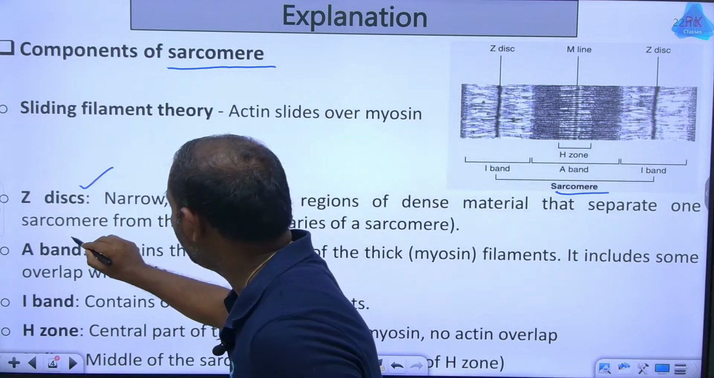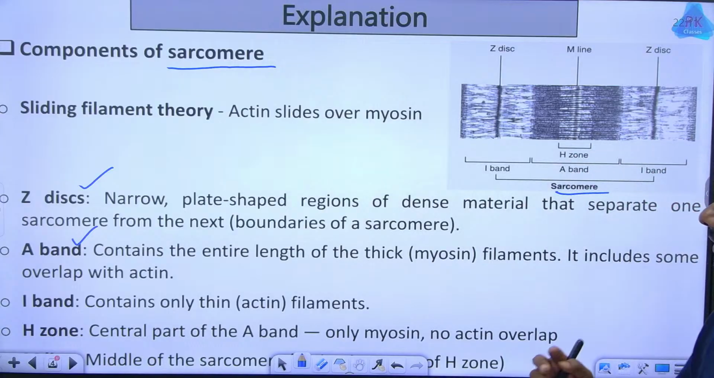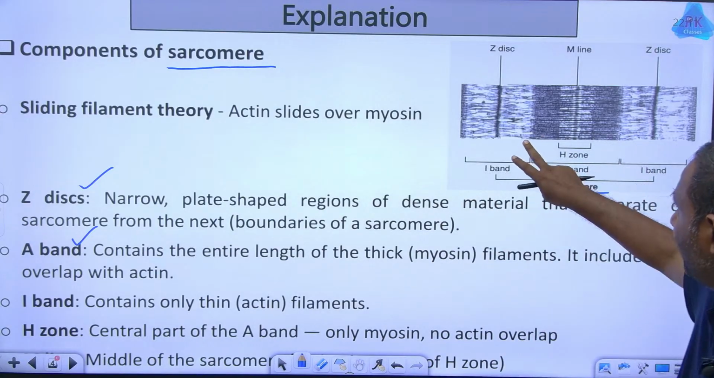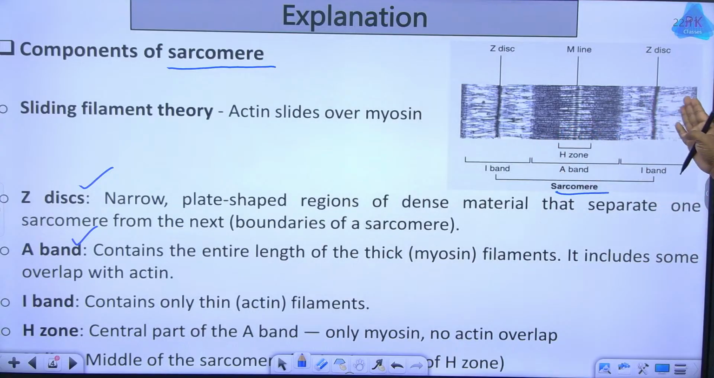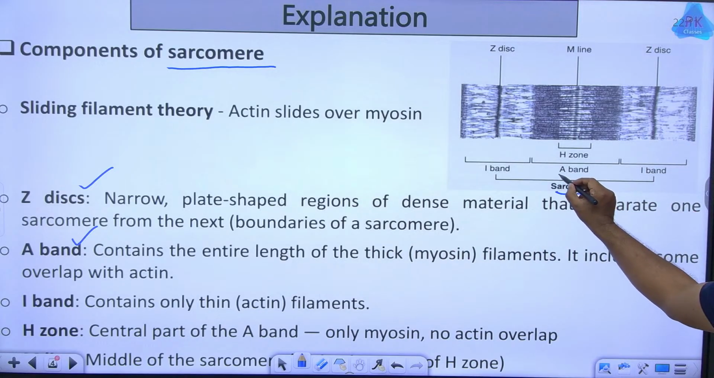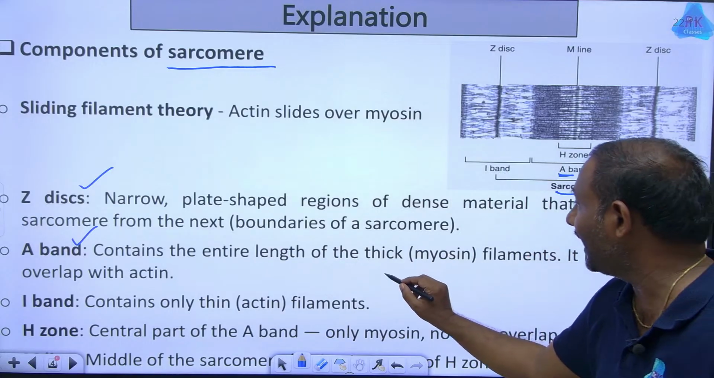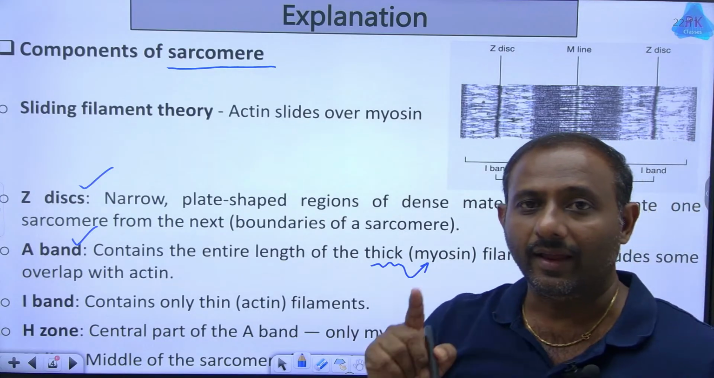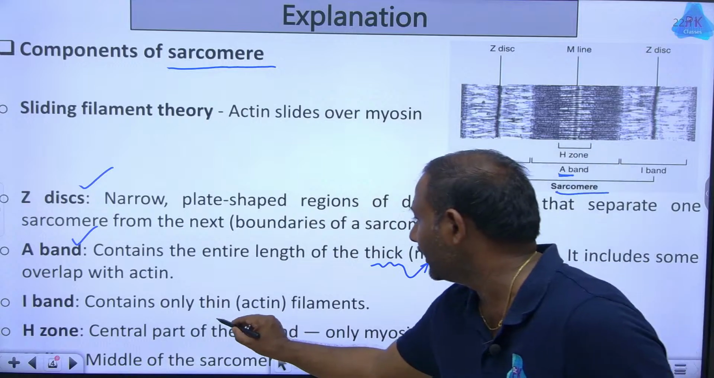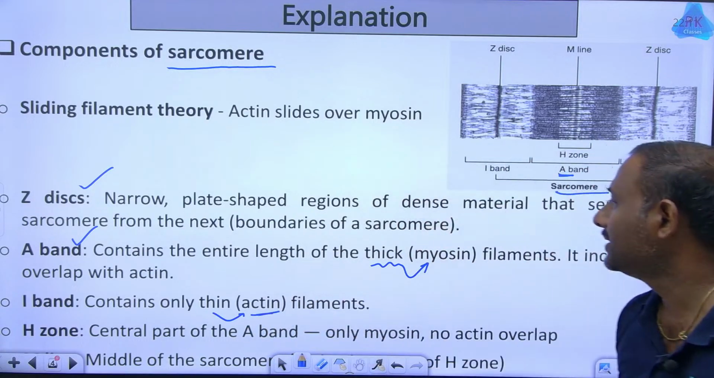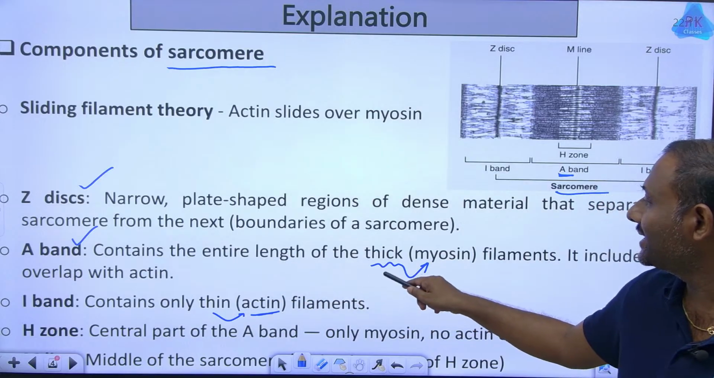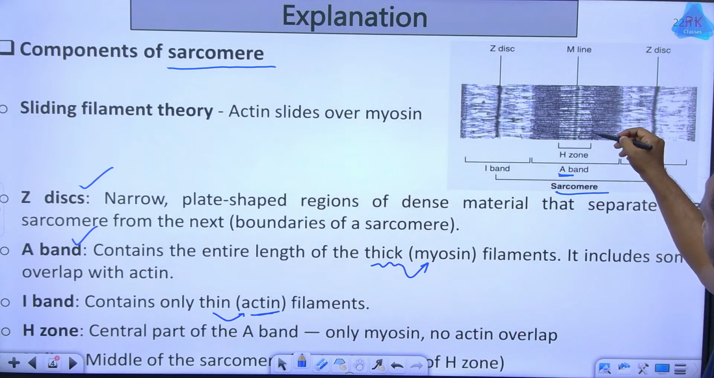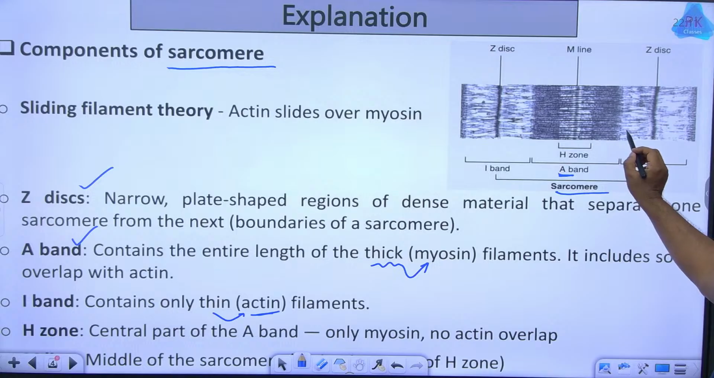Then A bands. So as you know, there will be a darker band and lighter bands alternating with each other. Okay. This A band contains the entire length of the thick filament. उसी को हम thick filament को myosin कहते हैं, thin filament को हम actin कहते हैं, ठीक है. So A band contains the entire length of myosin and it also includes some overlap with actin. यहाँ पे थोड़ा overlap भी होता है.